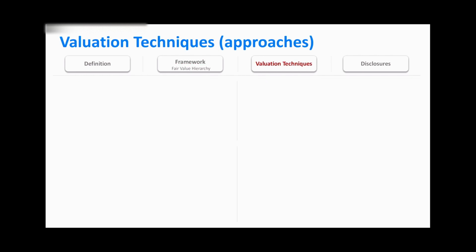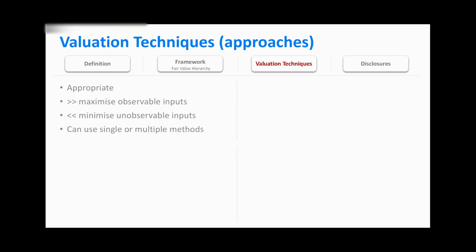We now move on into valuation techniques. The standards start by saying an entity should use an appropriate valuation technique depending on the circumstances and information available. The objective should be to maximize the use of relevant observable inputs and minimize the use of unobservable inputs. An entity may use single or multiple methods of valuation. The standard cites three widely used valuation techniques.